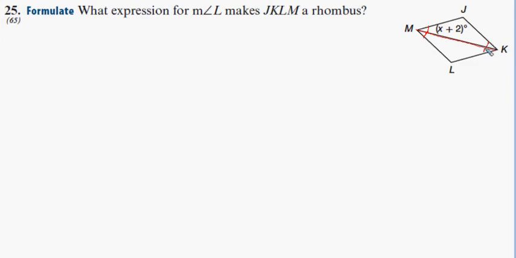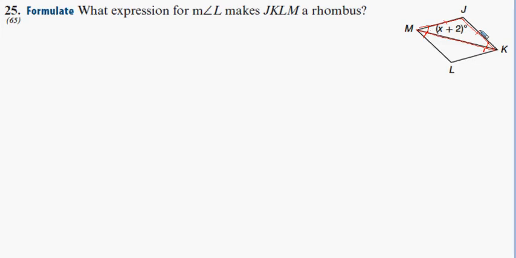In other words, if this is x plus 2 and this is x plus 2, this is x plus 2 and this is x plus 2, we know we have a rhombus on our hands. We also know that essentially we have an isosceles triangle here, because if this is a rhombus, then these two sides have to be parallel to each other. I'm sorry, congruent to each other.